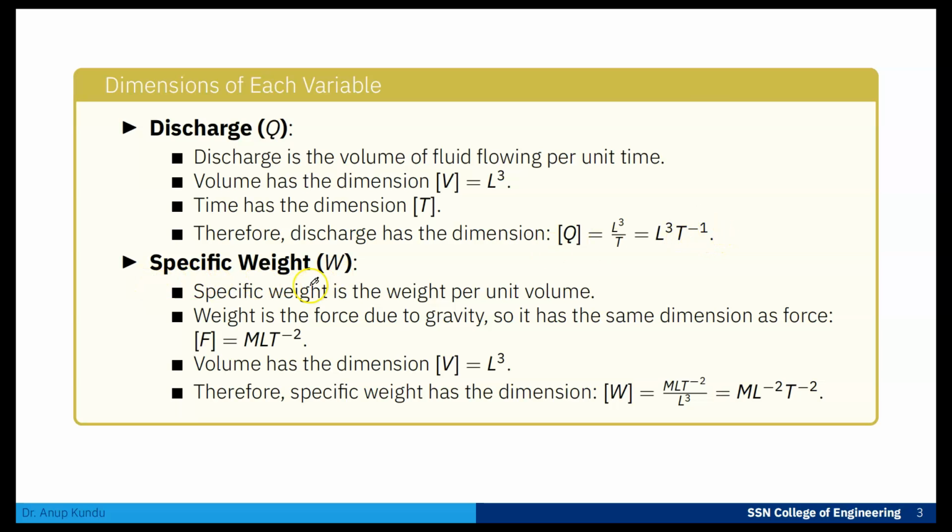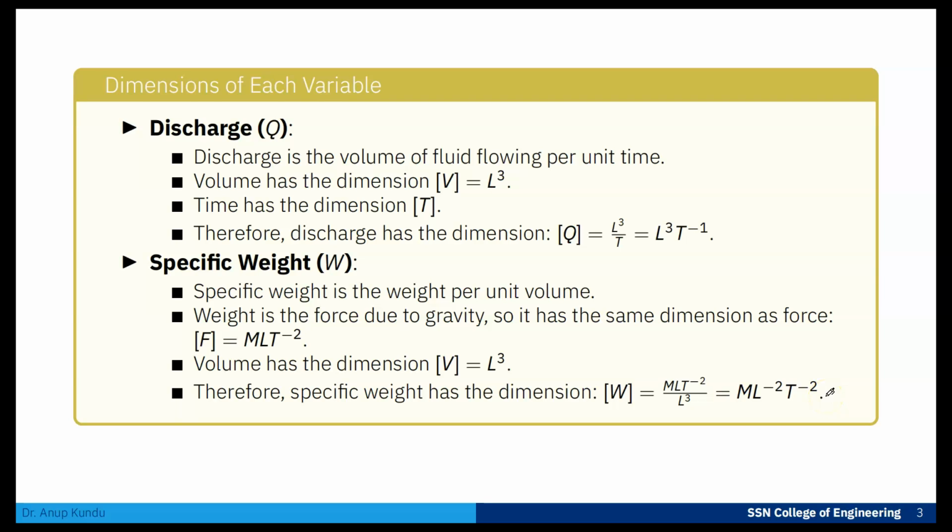Next is specific weight. Specific weight is the weight per unit volume. Weight is the force due to gravity, so it has the same dimension as force, that is MLT to the power minus 2, mass times acceleration. And volume has dimension V, that is L cubed. Therefore specific weight W has dimension MLT to the power minus 2 by L cubed, so that will be ML to the power minus 2 T to the power minus 2.